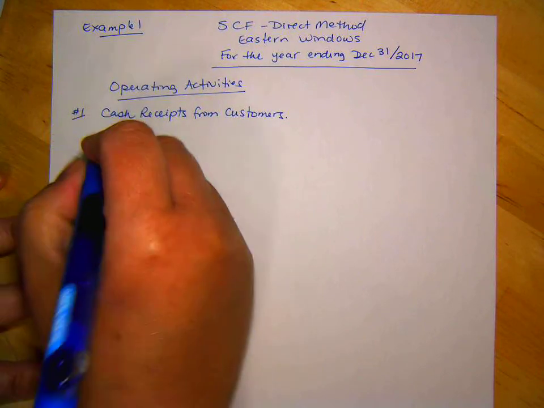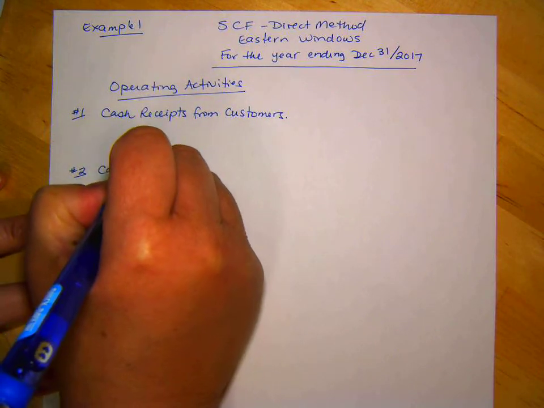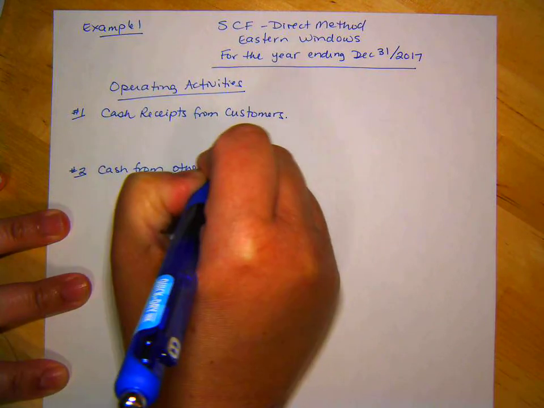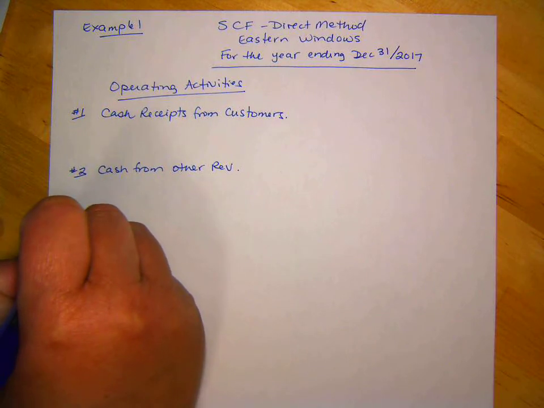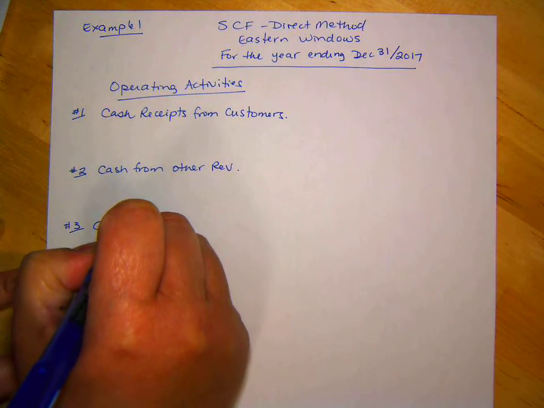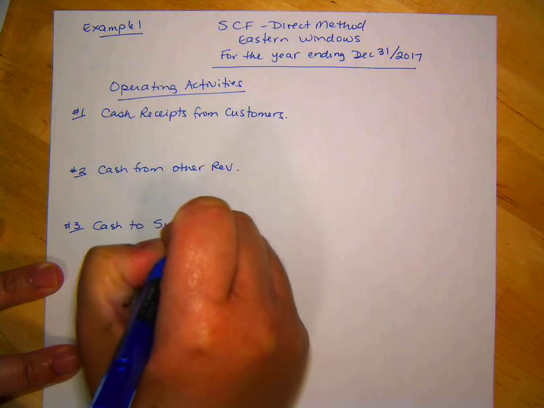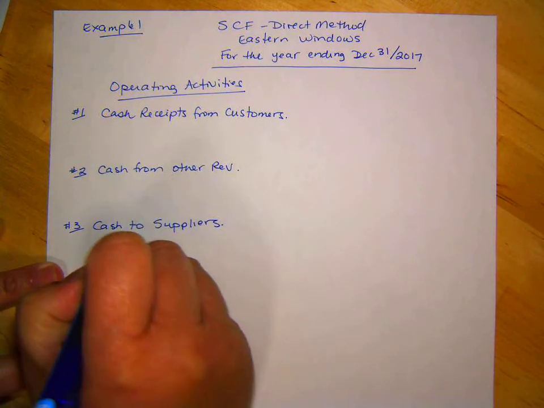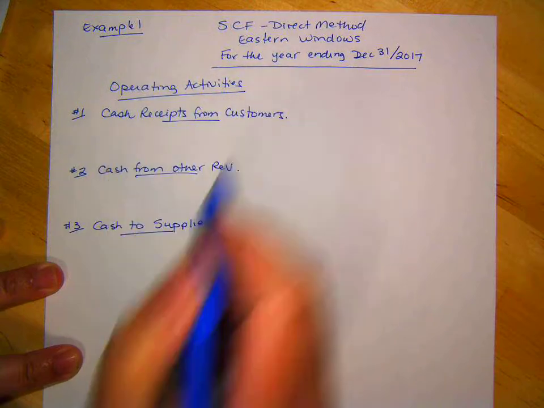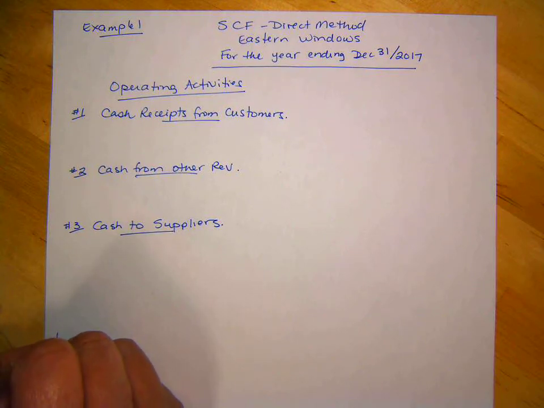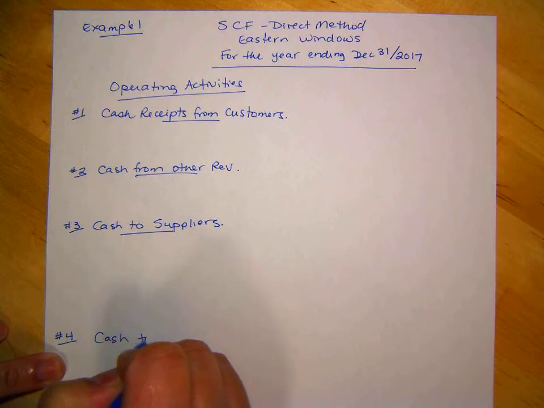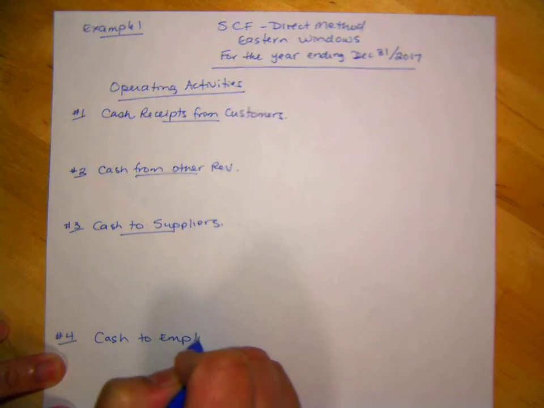Number 2 is cash from other revenues. Number 3 is cash to suppliers. Now, cash to suppliers is always going to be the biggest one, so leave the most space for that one. Number 4, cash to employees.